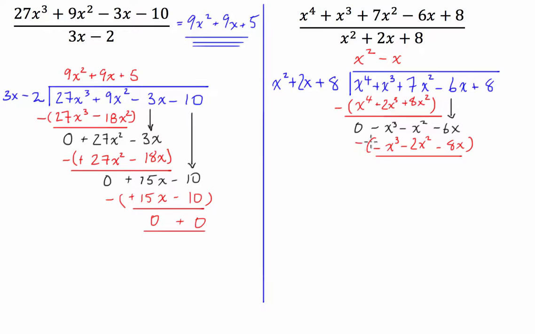So what we're going to do is subtract again like we would normally do. And we have x squared take negative x squared is a 0. Sorry, x cubed take negative x cubed is 0. x squared take negative 2x is just going to be plus x squared. Negative 6x minus 8x is positive 2x. And again, we bring down the plus 8.